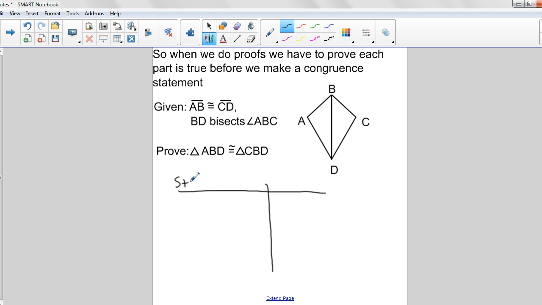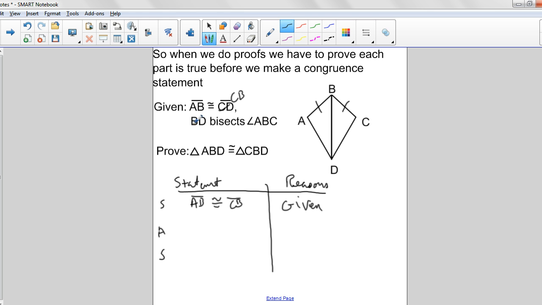You have your statements over here. Your reasons or justifications are on this side. Okay, so we got to prove each part. Our goal is eventually to do something with a side, an angle, and a side. What we do know is AB is congruent to CB. Okay? So AB, let me write that down, is congruent to CB. Well, how do we know that? It was told to us. It's given.